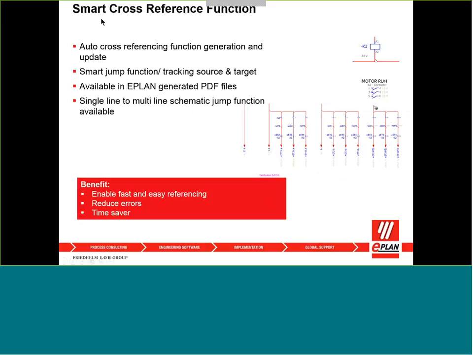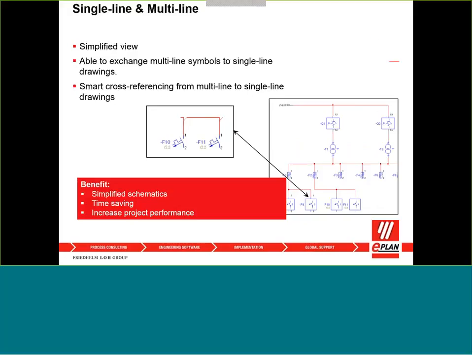Okay, so the next one will be the smart cross-reference function. You can see some pictures over here with the green colored text. These are all cross-references, and they are automatically generated. You have a very smart jump function so that you can track the source and the target inside the EPLAN schematic drawing. Even after you generate the PDF, you can still jump around with the cross-reference. We can create single-line and multi-line schematics, and there will be a jump function as well. This will enable you to check and track errors. We have symbol libraries for single lines and symbols for multi-line.